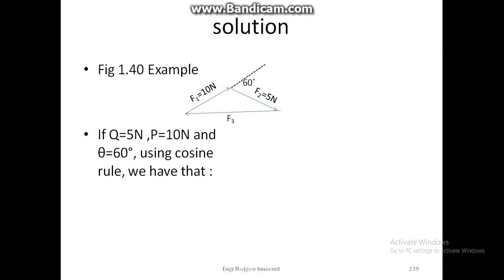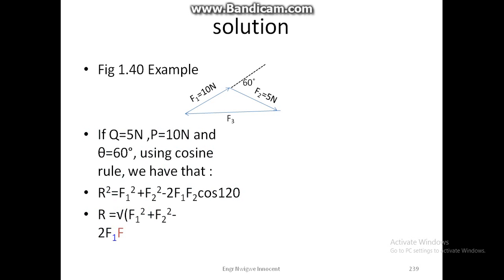If Q is 5 Newton, P is 10 Newton, and theta is 60 degrees, using the cosine rule, we have that r squared is equal to F1 squared plus F2 squared minus 2 F1 F2 cos 120. Capital R is equal to the square root of, in brackets, F1 squared plus F2 squared minus 2 F1 F2 cos 120, closing bracket.